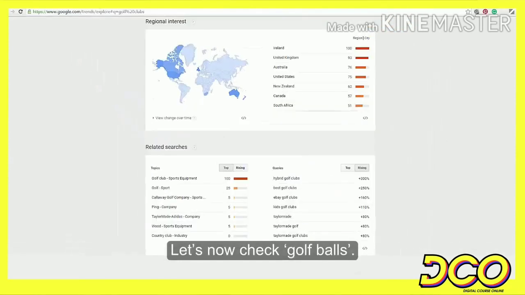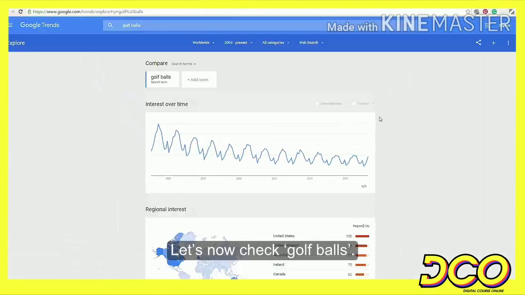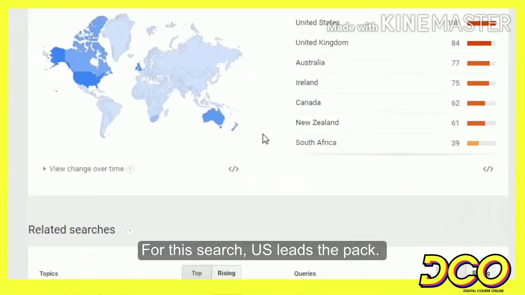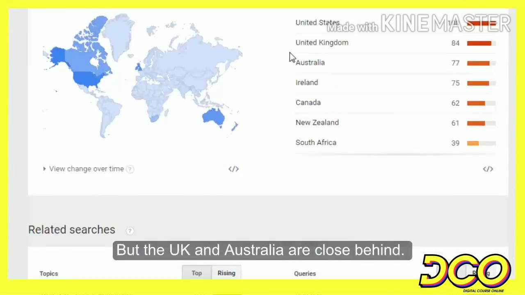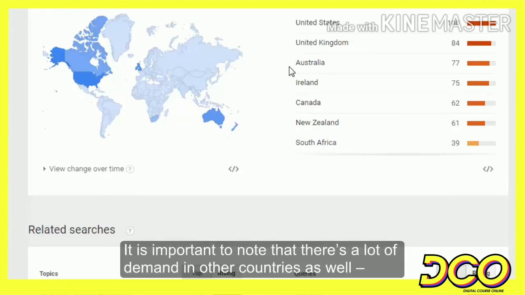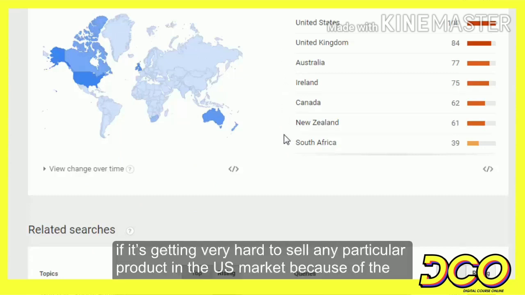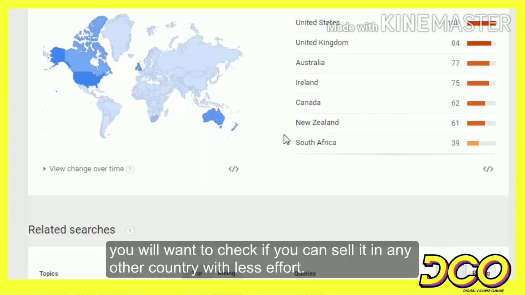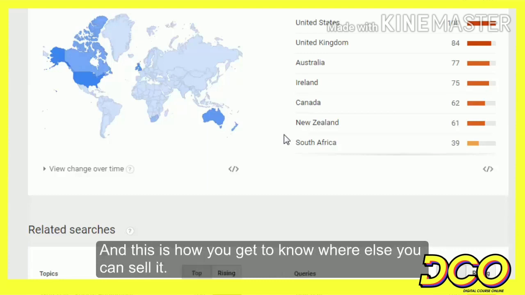Let's now check golf balls. For this search, US leads the pack, but the UK and Australia are close behind. It is important to note that there's a lot of demand in other countries as well. If it's getting very hard to sell any particular product in the US market because of the competition, you will want to check if you can sell it in any other country with less effort. And this is how you get to know where else you can sell it.